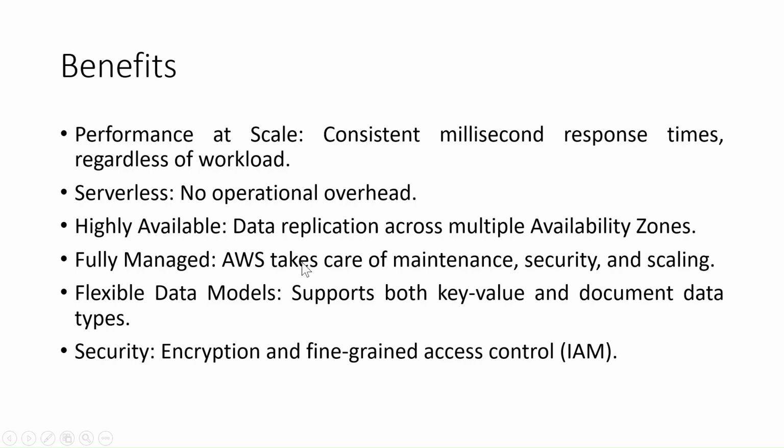AWS DynamoDB is a flexible data model, so it supports both key-value and document data types. So you can store the data in two ways. The first one is key-value, and the second one is document data types. In key-value, you have simple pairs like a username and their profile, and the document is a more complex structure like JSON objects to represent detailed user data.